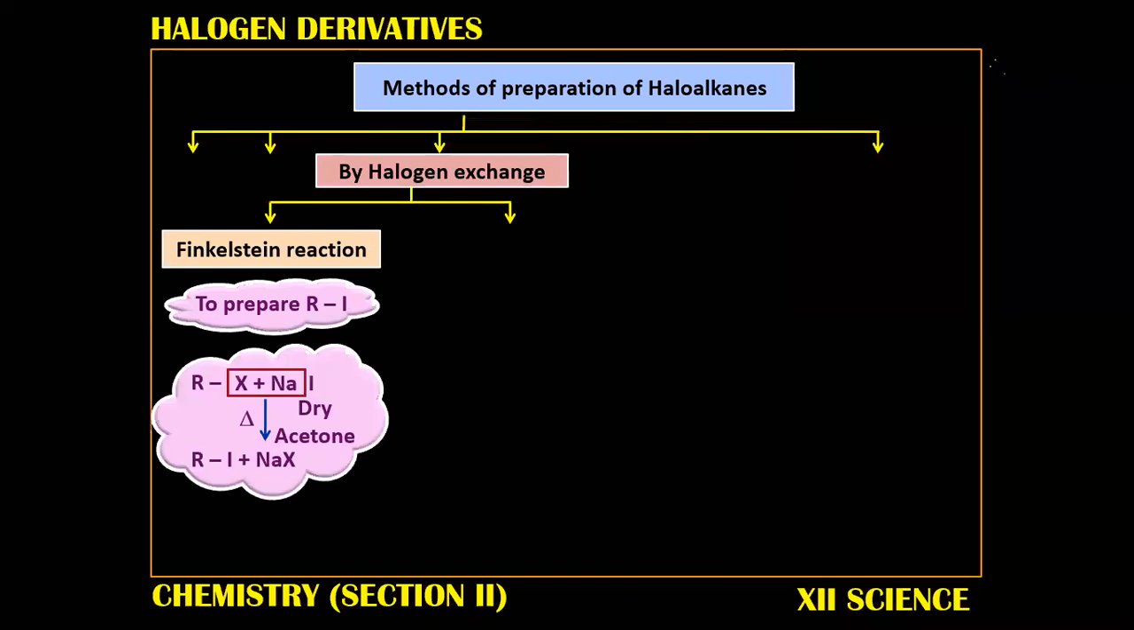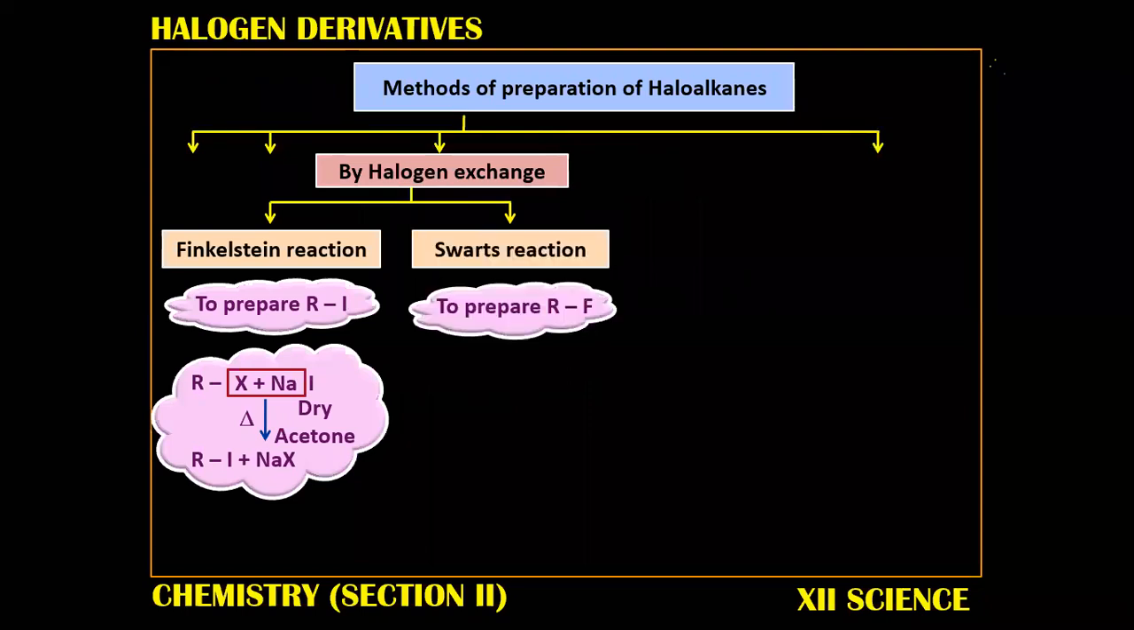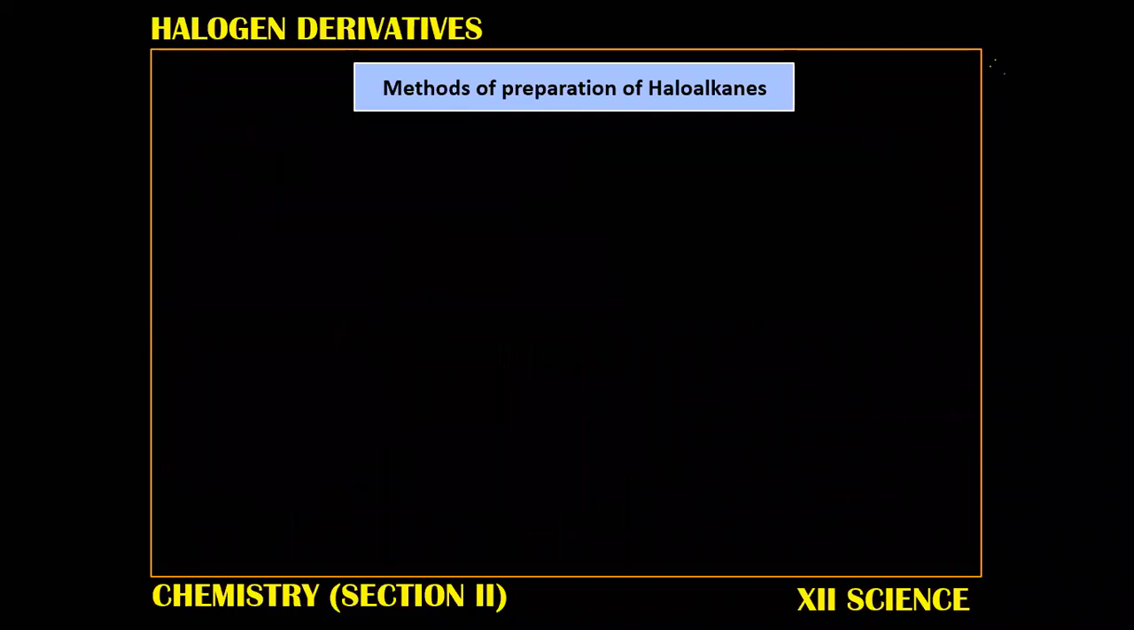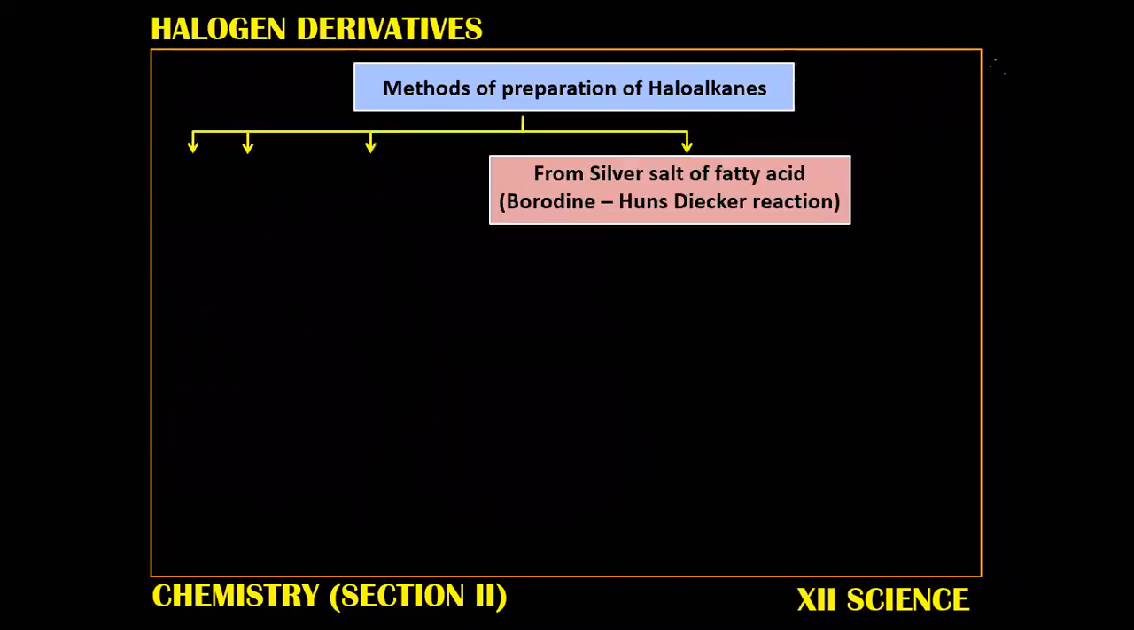Halogen exchange. In Finkelstein, we prepare iodides from chlorides or bromides. And in Swarts, we prepare fluorides. This is asked in HSC MCQ many times. Finkelstein is used for preparing which halides. Swarts is used for preparing which halides. F में F नहीं बनता, Finkelstein में fluoride नहीं बनता. You have to remember that. Last one.